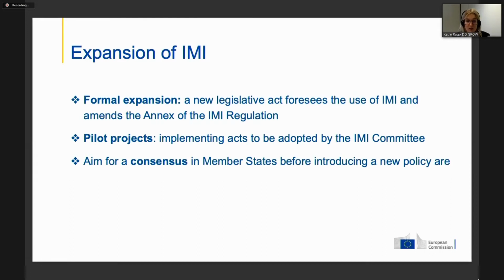And the second option is the so-called pilot projects. This is the case where the use of IMI is not foreseen in the base act, but only a reference to cooperation is made. In this case, IMI can still be used, but a pilot project has to be launched. For that, an implementing act needs to be adopted by the IMI committee. And I guess it is obvious that in any case where we are expanding, we aim for a consensus in member states before introducing a new policy area.